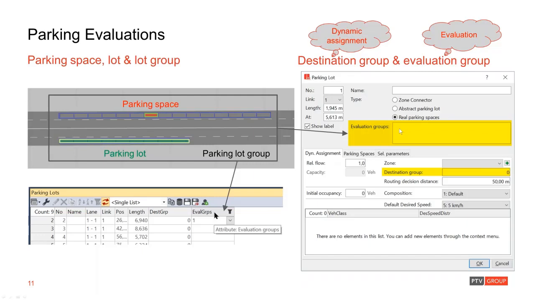For example, in a large garage, you could have, say, all parking spaces on the second floor in one group, but also you could have all the parking spaces on multiple floors which are, say, close to the exit on the western side of the garage. So you can have overlapping groups there. And in the parking lots list, you can also see these evaluation groups. That's the list of parking lot groups that the parking lot belongs to for the purpose of evaluation.